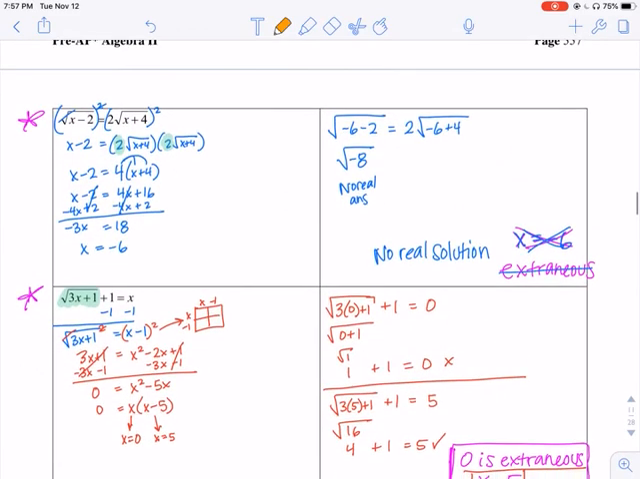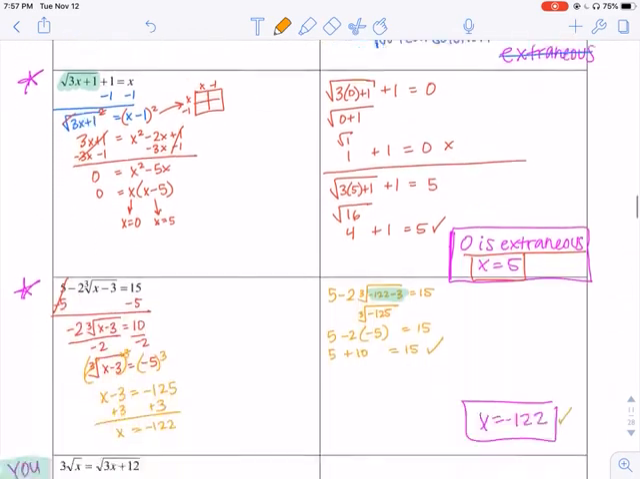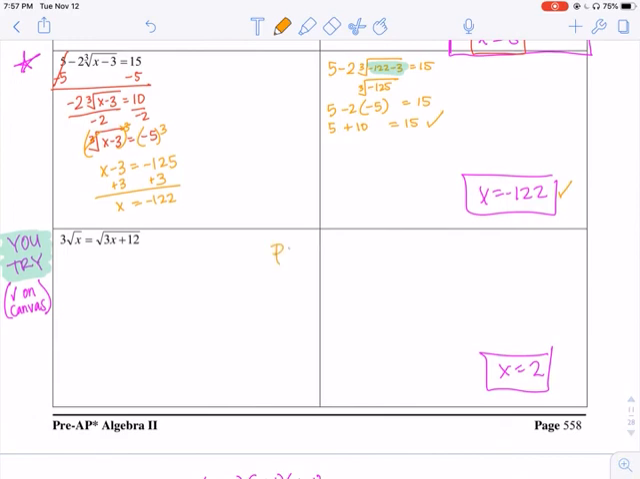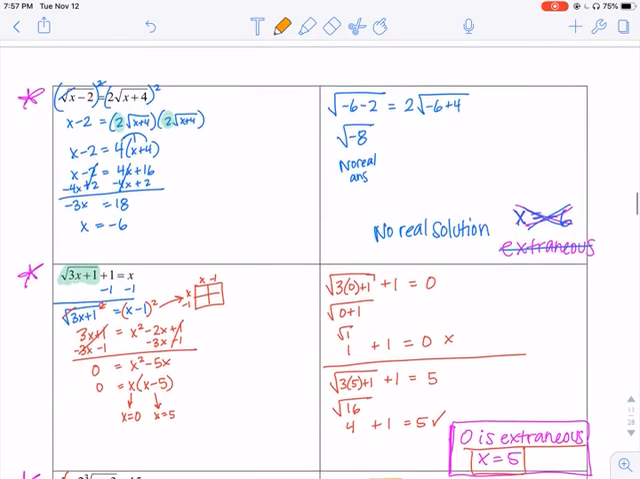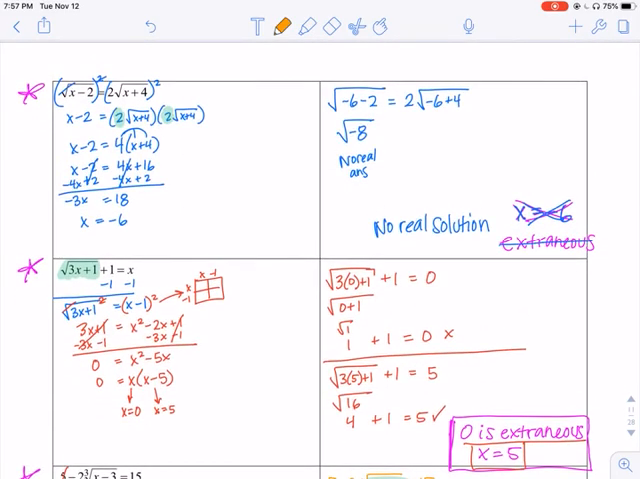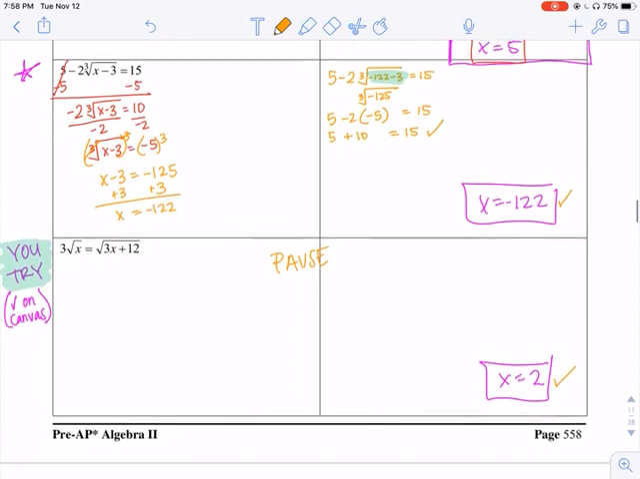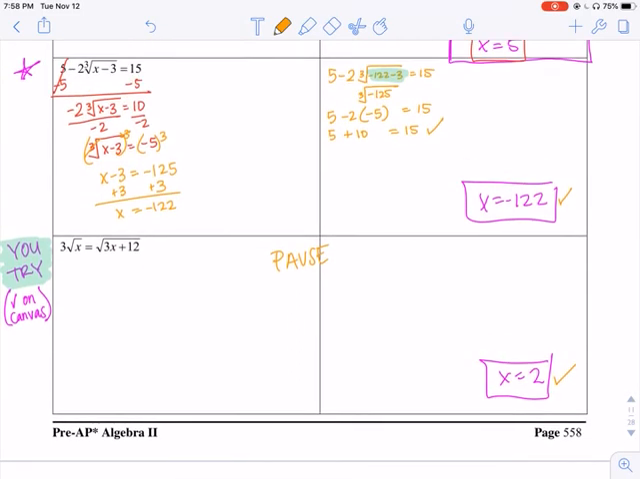So you've seen a few problems here. Feel free to go back and rewatch them if you are still thinking about any of them. Go ahead and pause your video here and try this one. You should be getting x equals 2. So try this one on your own. It's very, very similar to the first one that we did up here in the blue.